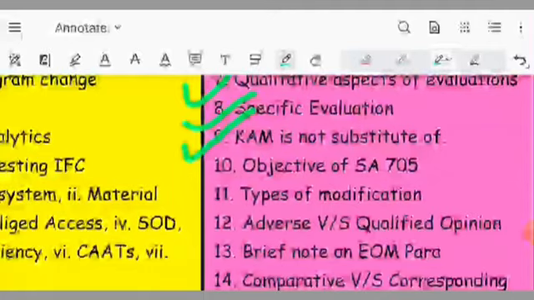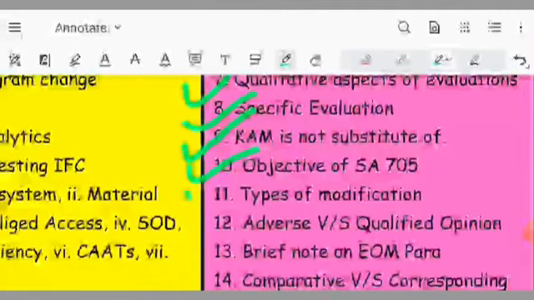Yes, very easy. Next is objectives of SA 705. What is SA 705? SA 705 is the modification of the audit report. In that, firstly, the objective is to express a modified opinion on the financial statements when, firstly, the financial statements are not free from material misstatements, and the second one is you are not able to obtain sufficient and appropriate audit evidence that the financial statements are free from material misstatement, right?